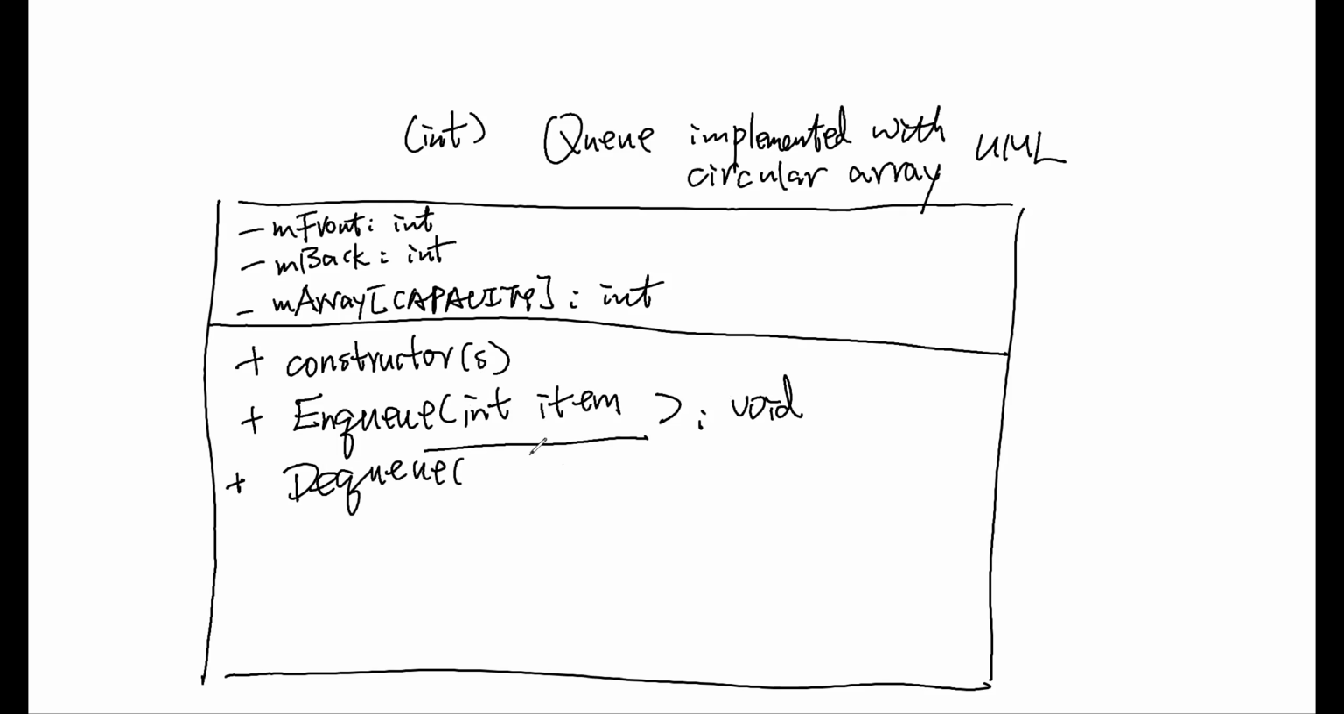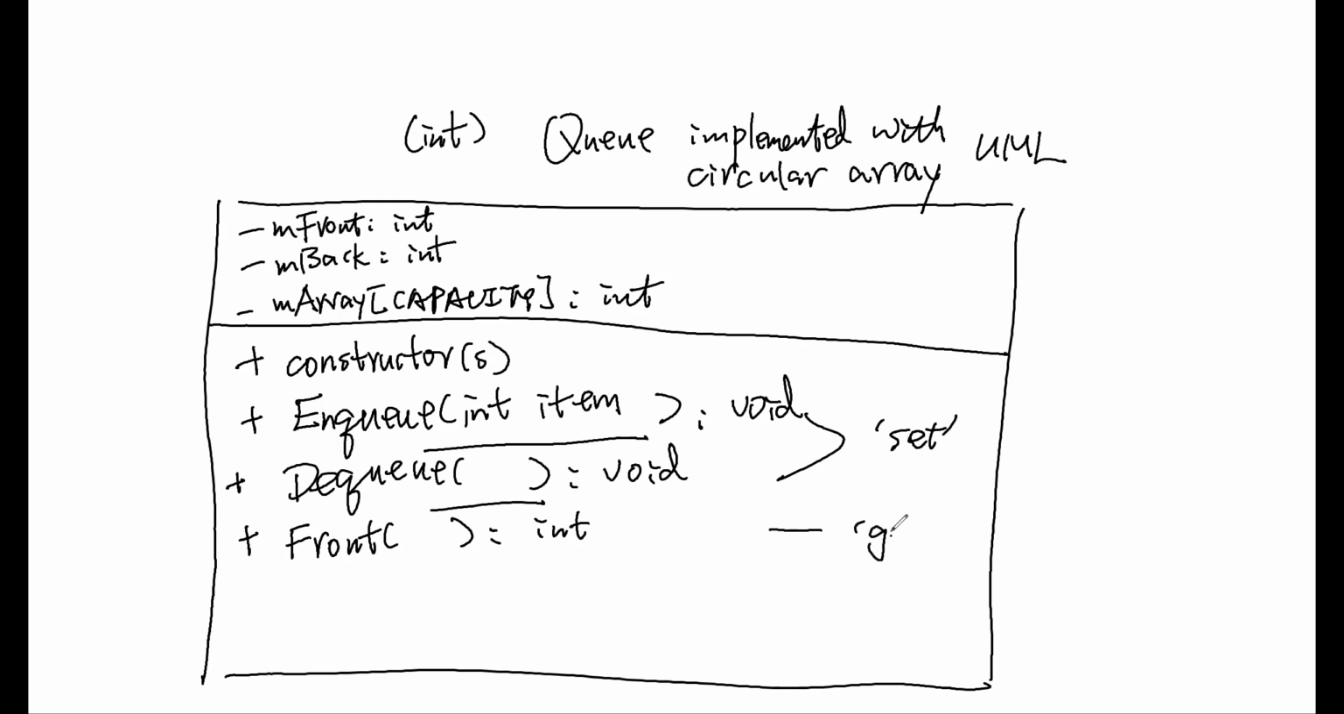Do we need anything here? Just a pop, and it's void. You just remove the top item. And generally speaking, we are also very interested in the front item. So the front, you're going to get the front item. Both of these are set methods, and this is a get method.